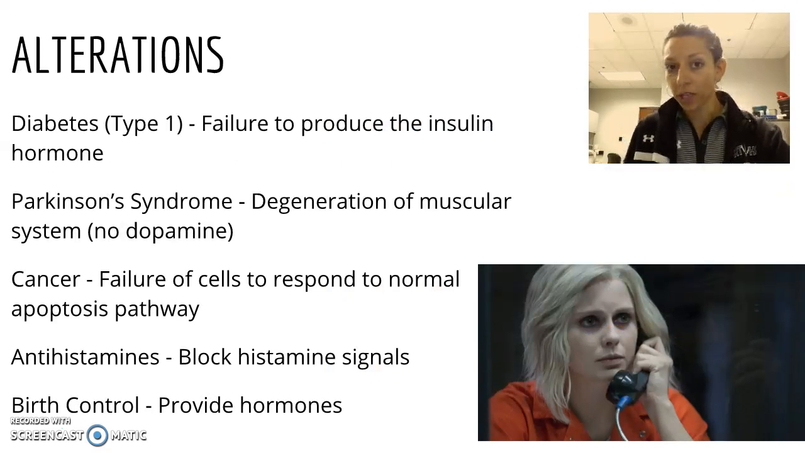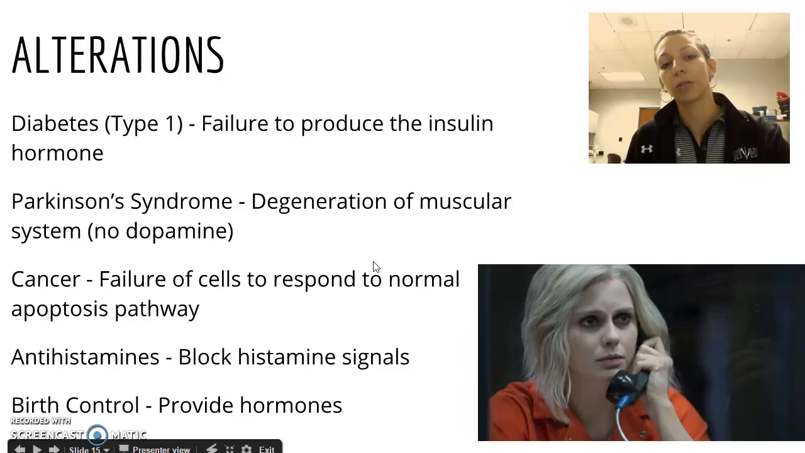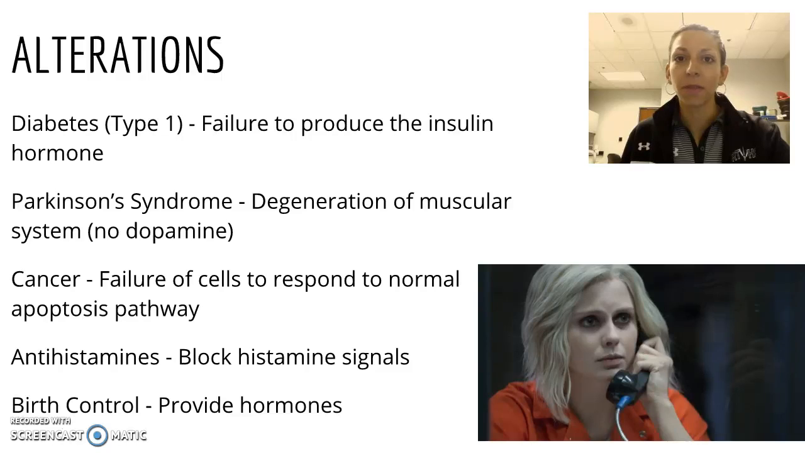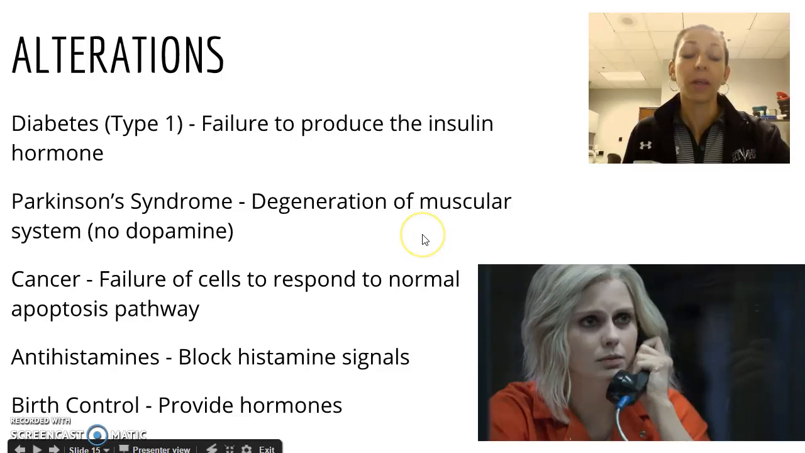Now we have to talk about alterations to cell signaling. This can cause problems within an organism. Generally, certain diseases are actually caused by improper cell signaling pathways. So type 1 diabetes is actually a failure to produce the insulin hormone in the body, and then we can't deal with glucose in the same way. Parkinson's syndrome is a neurological disease, and the neurons that normally produce our neurotransmitter dopamine are not working the same way anymore, and so we have a degeneration of our muscular system because there isn't any dopamine.